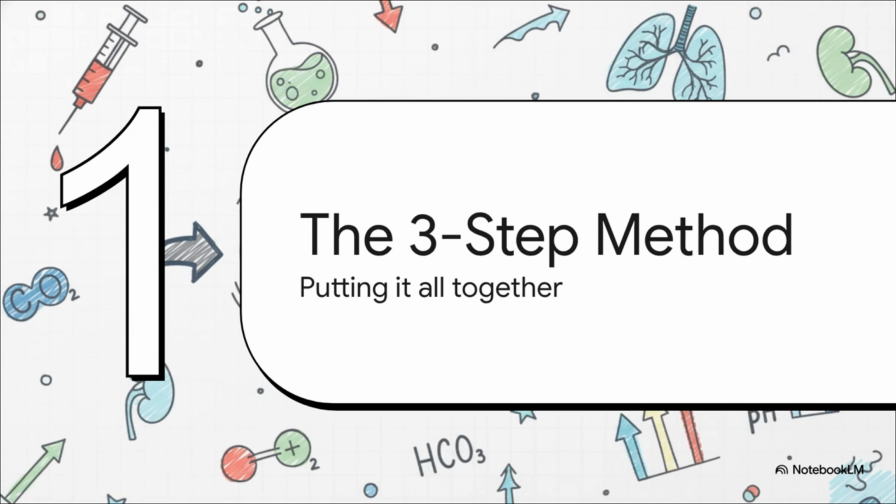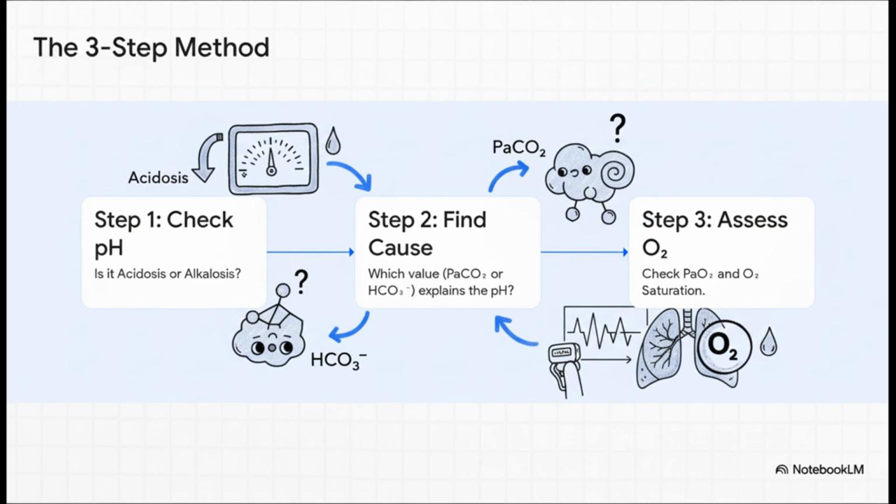Okay, so now that we've looked at all the evidence, we've understood the motives of our suspects, let's wrap this all up into one simple, repeatable method you can use every single time. Seriously, it all boils down to just 3 easy steps. 1. Look at the pH. Do you have acidosis or alkalosis? 2. Find the cause. Which of our 2 suspects, PaCO₂ or HCO₃-, is causing that mess? And 3. Assess oxygenation.